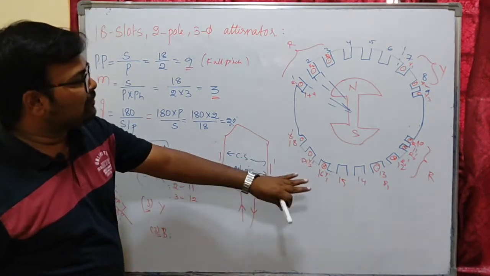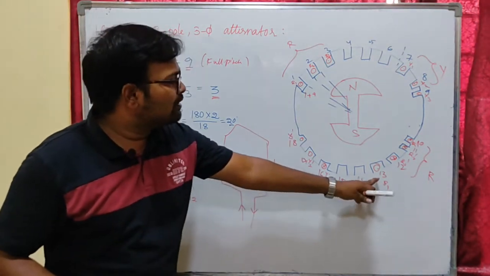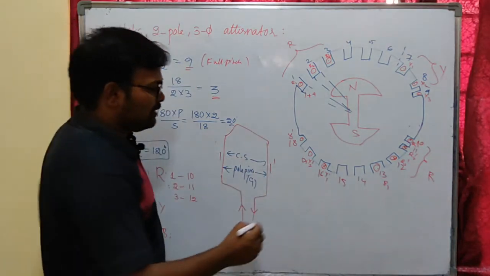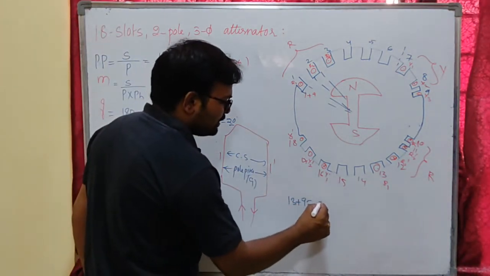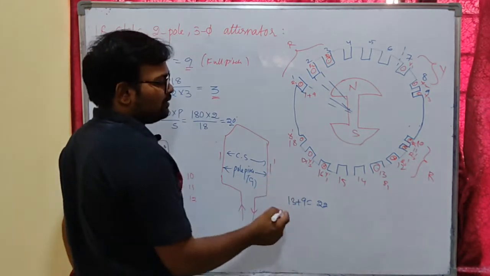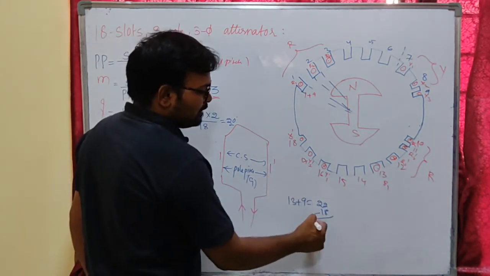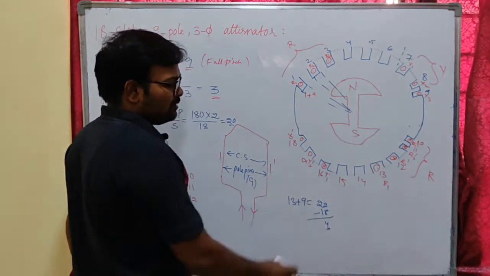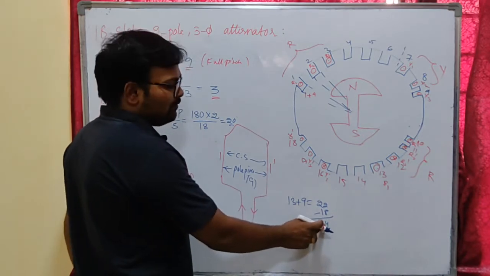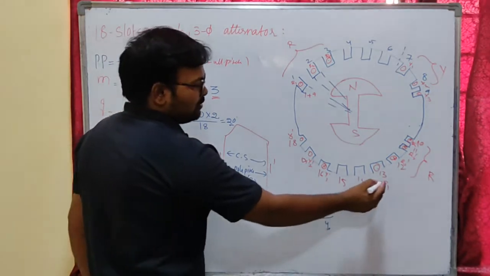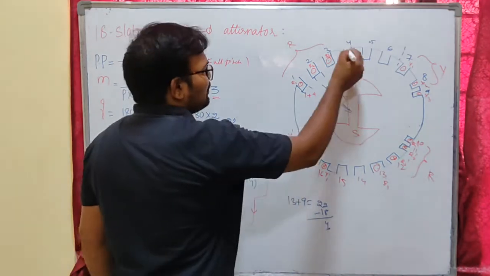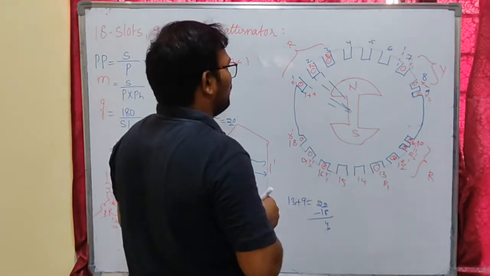Where are we? We are at B phase, right? So this is B1, and B1 dash after 9 slots. That means 13 plus 9 for full pitch winding will be 22. We don't have 22 slots here, we only have 18 slots. So the number will be subtracted by the number of slots. That means we have to keep the B1 dash in the 4th slot. So B1 is placed in the 13th slot, and B1 dash will be placed in the 4th slot.